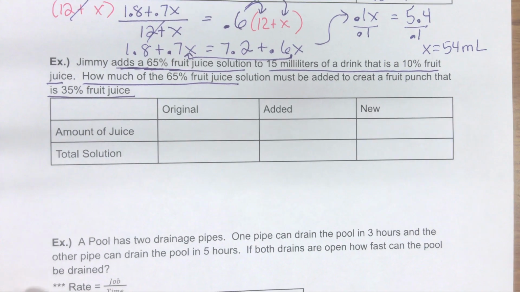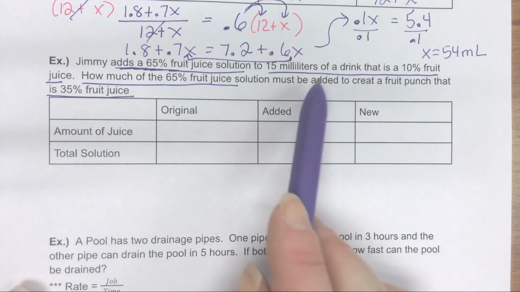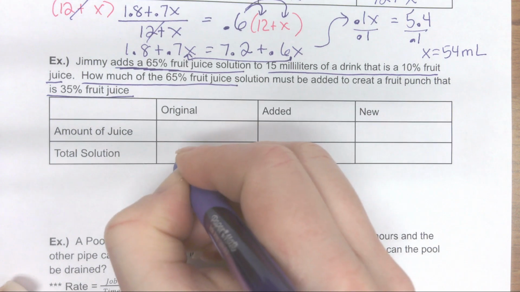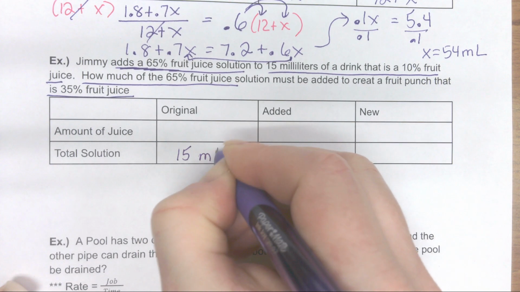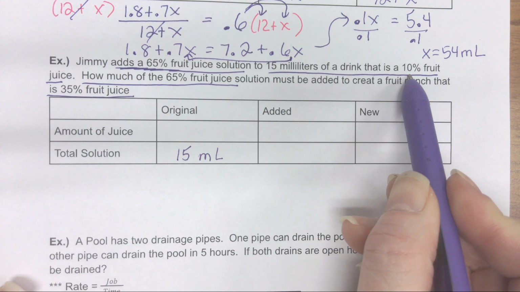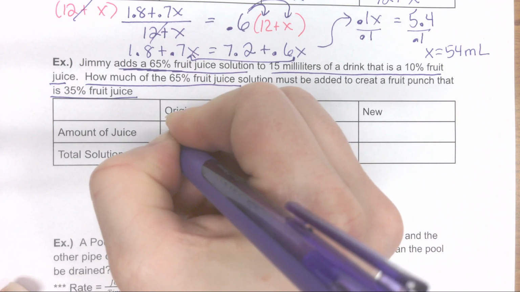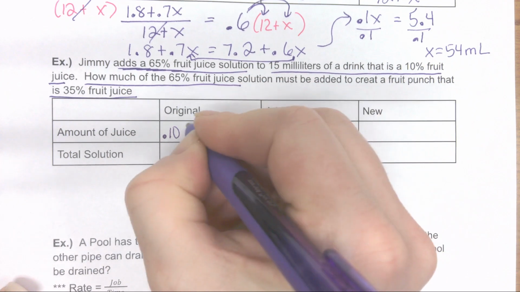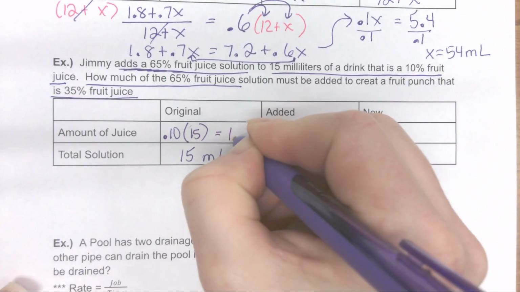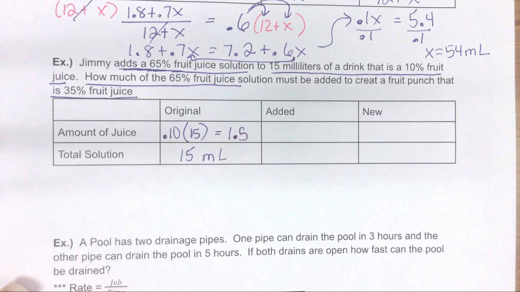Okay, that second underlined is the original amount. There's 15 milliliters here. It's 10% fruit juice. So the amount of juice, 0.10 or 0.1 times 15, is 1.5. Are y'all with me?